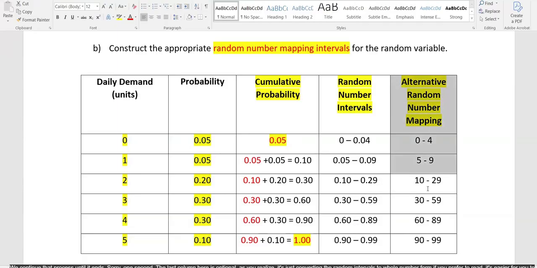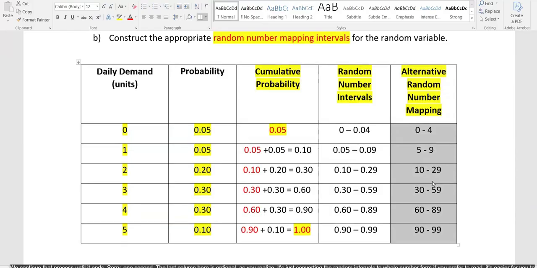The last column here is optional. As you realize, it's just converting the random number intervals to whole number form if you prefer. If it's easier for you to read as whole numbers, that's fine, but it's not absolutely necessary.